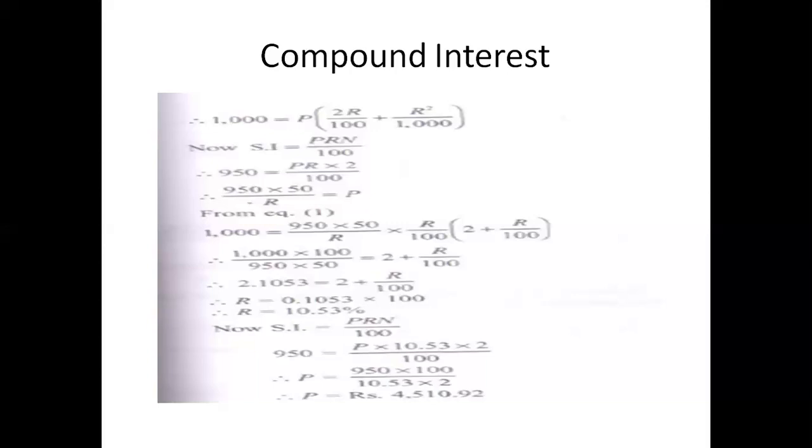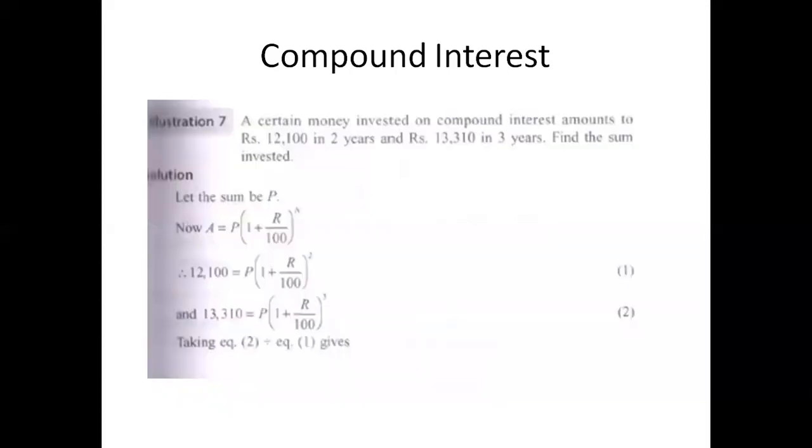Now we have P is equal to 950 into 100 by 10.53 into 2, or we have the principal as 4511 roundabout. It's a roundabout figure, you can have certain different answers.